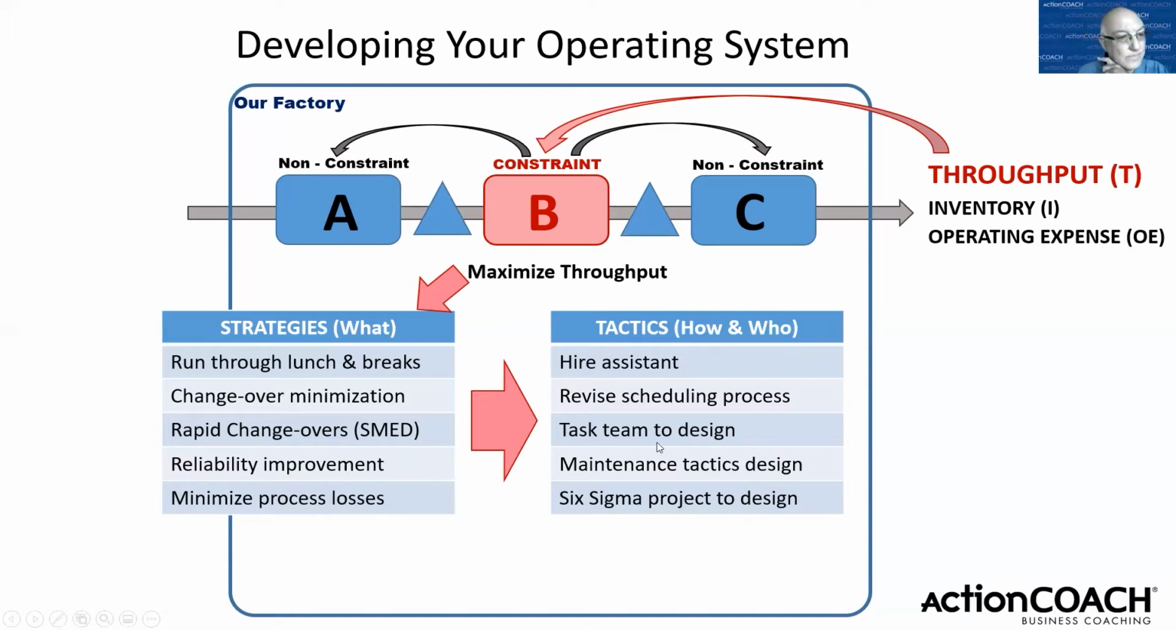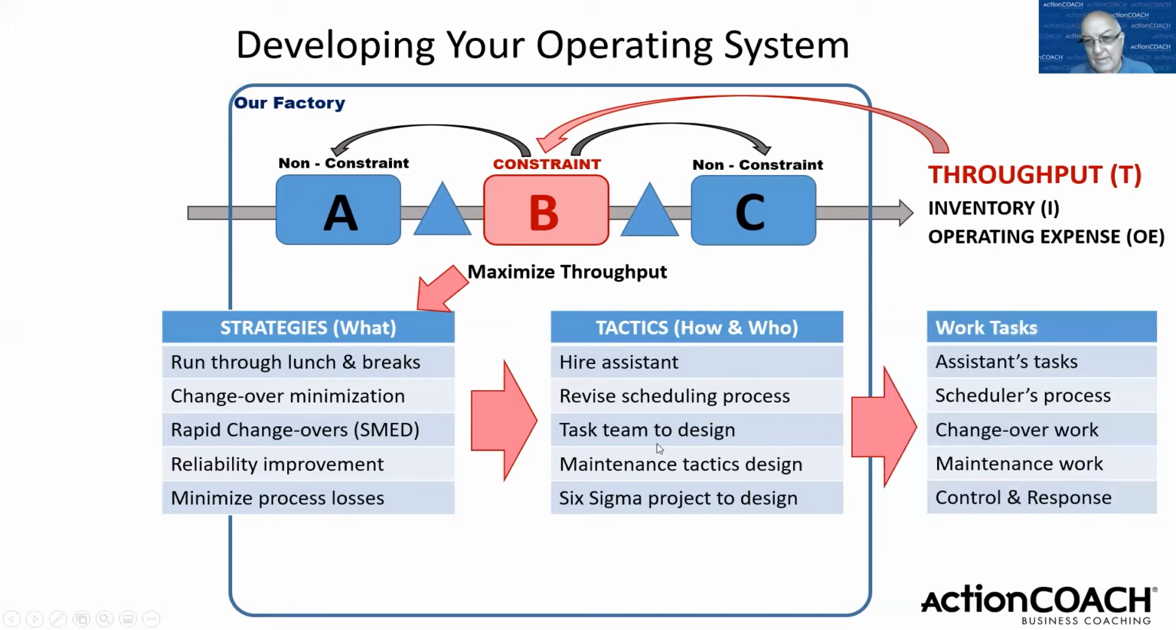Once we have the tactics, then we want to figure out who does this work, because everything we're doing to maximize throughput, by implementing these strategies through these tactics, ends up as somebody's work. So we would define the assistant's task and probably the role relationship between the assistant and the operator. We would define the scheduler's processes. How do they do their work? What do they do? How do they do it? How do they report it? What does success look like at the task level? Same thing with changeovers, same thing with maintenance, same thing with control and response plans.